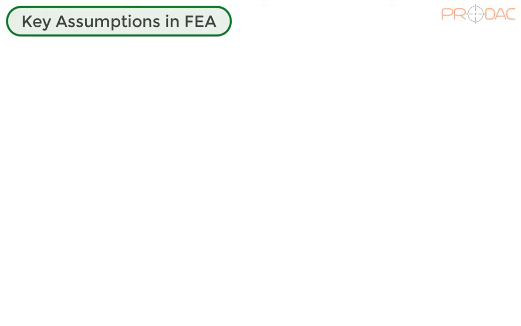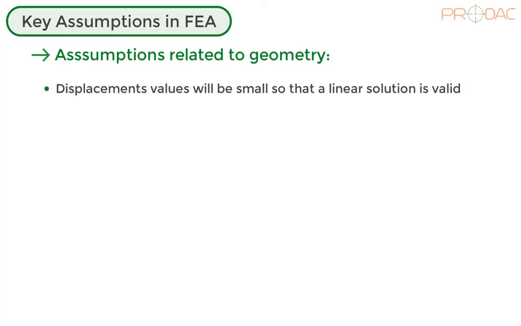Now, I'll walk through some of the key assumptions of FEA. There are 4 types of assumptions in FEA that must be considered while performing any analysis. These assumptions are not comprehensive, but cover a wide variety of situations applicable to the problem. First, assumptions related to geometry. Displacement values will be small so that a linear solution is valid.